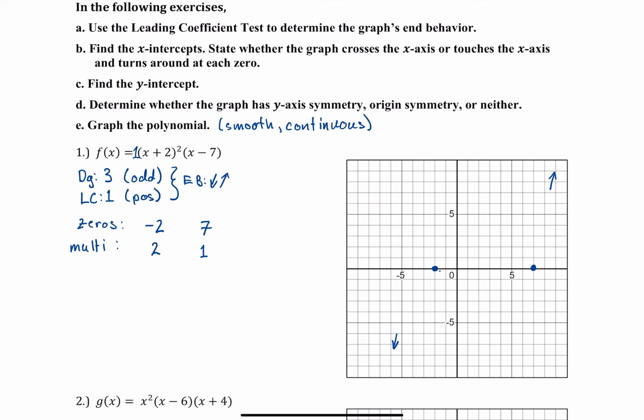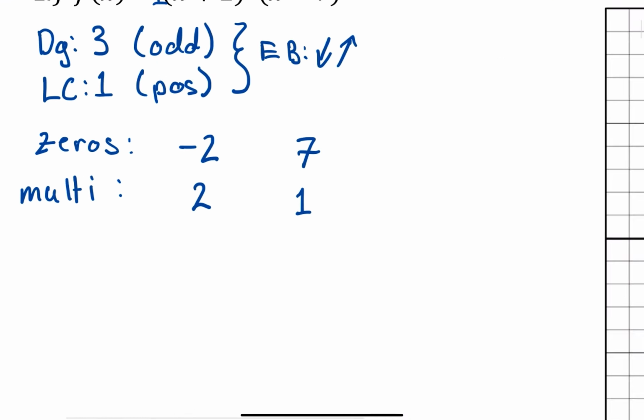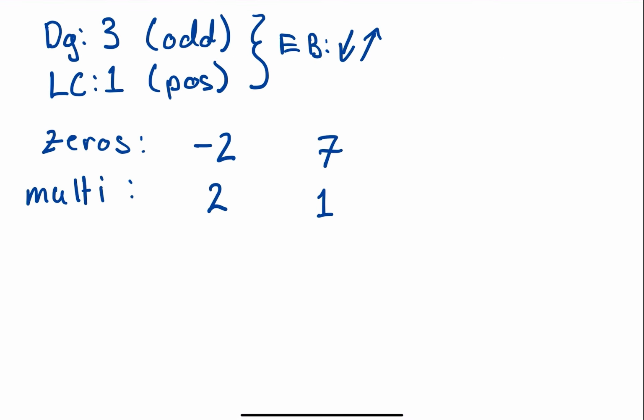So the multiplicity, I'm going to change my color here and zoom in just to focus on it. Whenever the multiplicity is an even number, so again, this 2 is an even number, we can say that the behavior at the x-axis is going to behave like a parabola. So that is to say it's going to touch and turn.